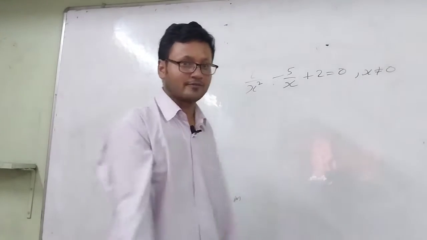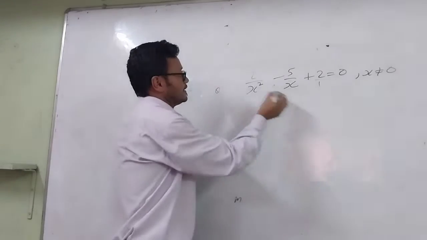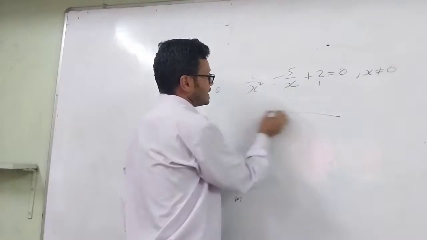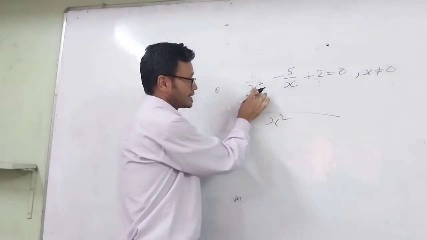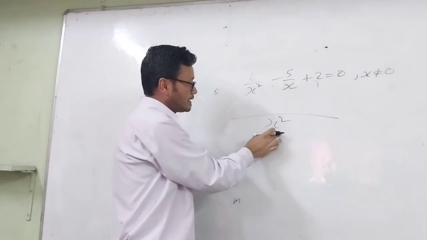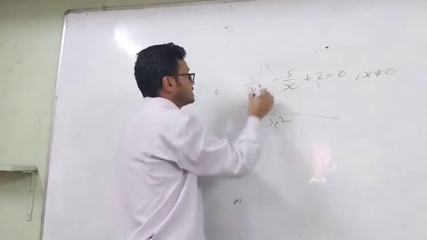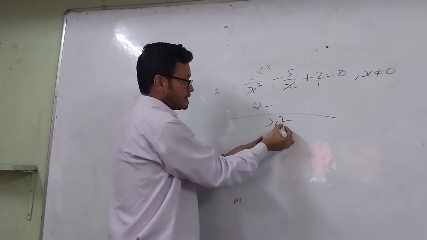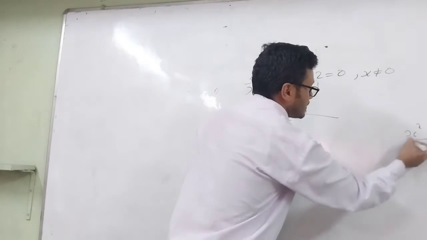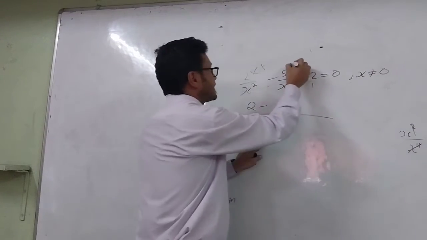Now we will do it. This is the question. Now x square, x and 1. The LCM is x square only, because x square is bigger than x and 1. Only x square you have to write. Divide this x square by x square, that is 1 only. Then 2 times 1 is 2. Minus, divide this x square by x, that is only x. That means x goes here.